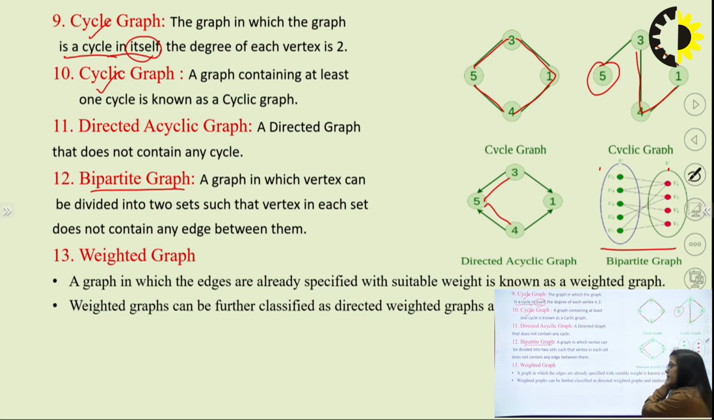Next one is weighted graph. A weighted graph is one in which the edges are specified with suitable weights. Weighted graphs are further classified into directed and undirected graphs.